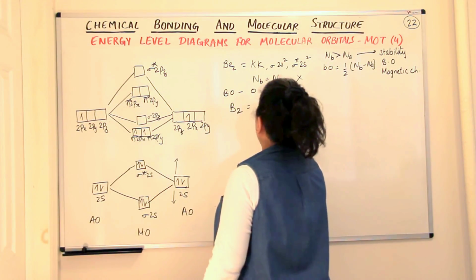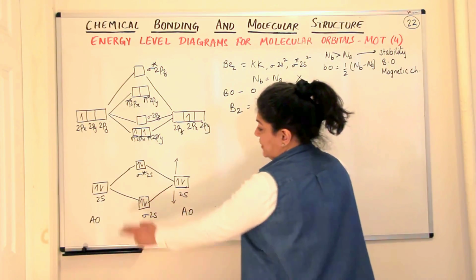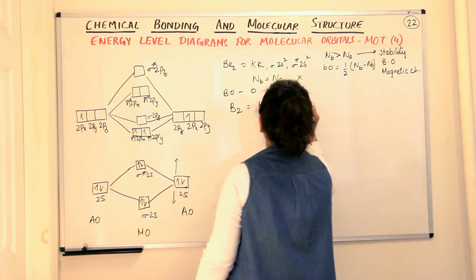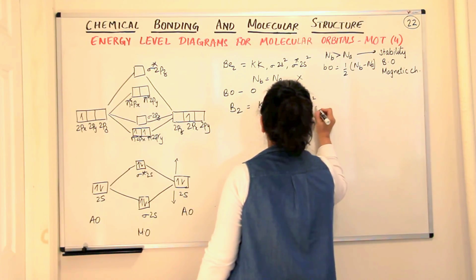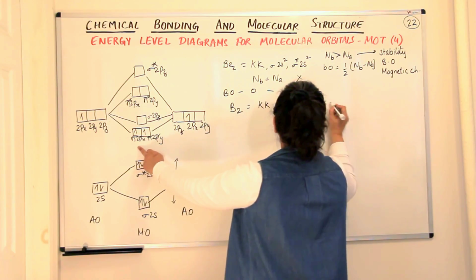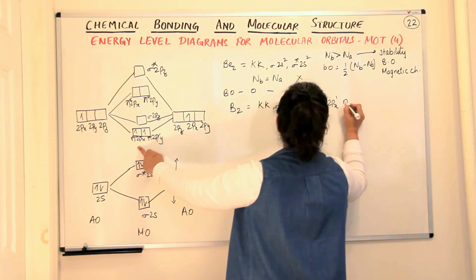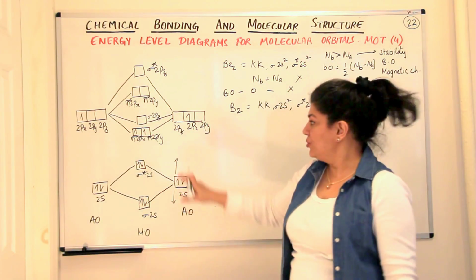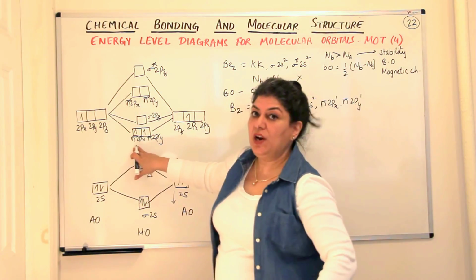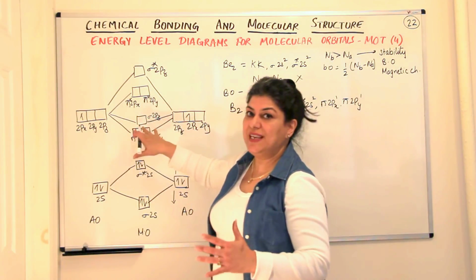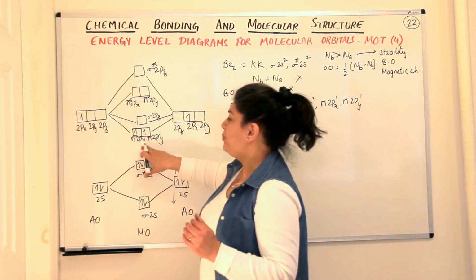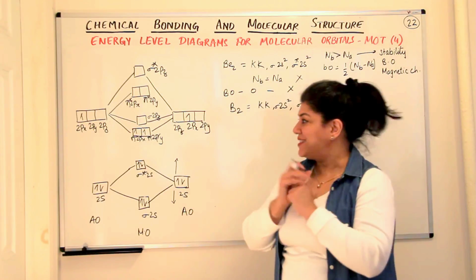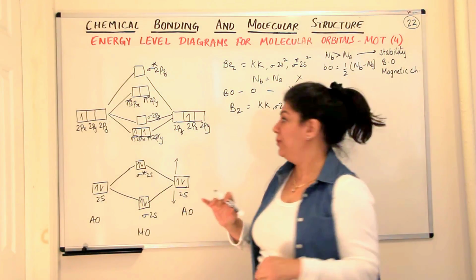B2 would be KK. KK is the closed kernel for the 1s orbital. Then you have sigma 2s2, sigma star 2s2, and then we have pi 2px1 and pi 2py1. Do you see? So the molecular orbitals, now instead of sigma 2pz being filled up here, it is pi 2px and pi 2py, which would be singly occupied. How does this affect the molecule now?